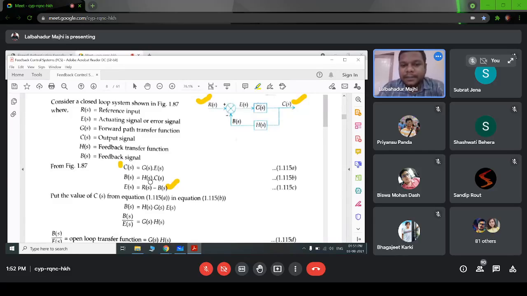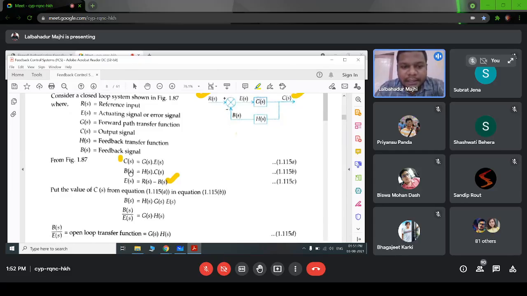So we have to manipulate these three equations and get C of S by R of S. From these two equations, by putting this value of C in this equation, in this B of S, we will get B of S equal to H of S into G of S into E of S.